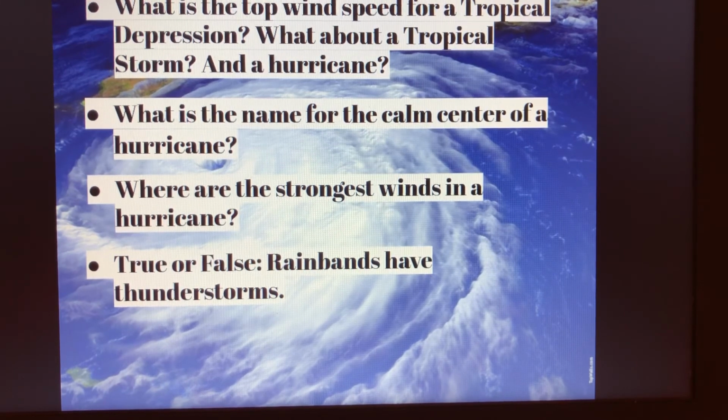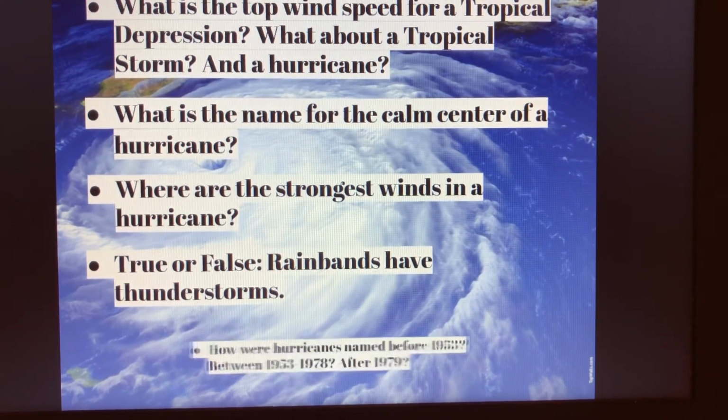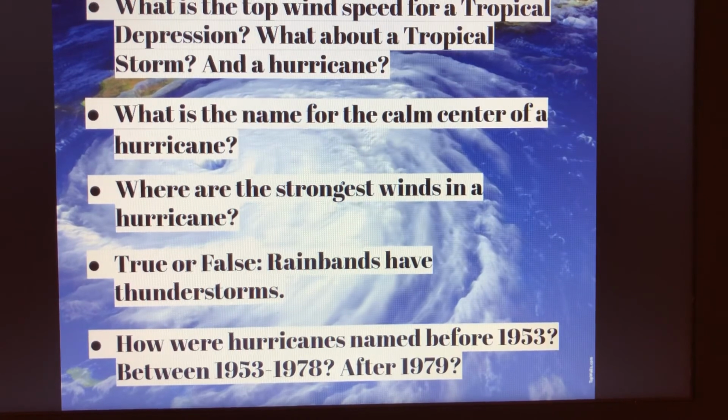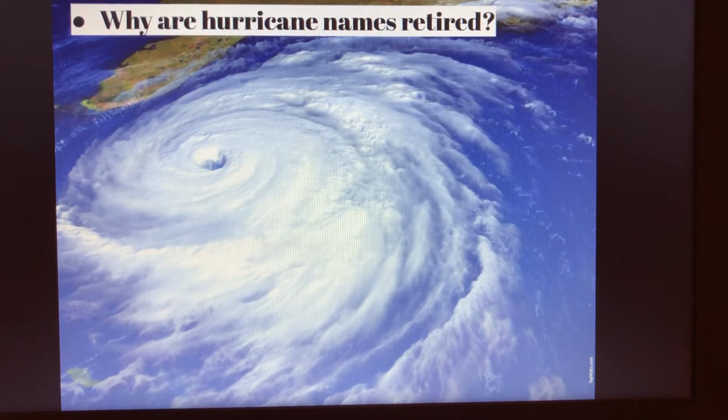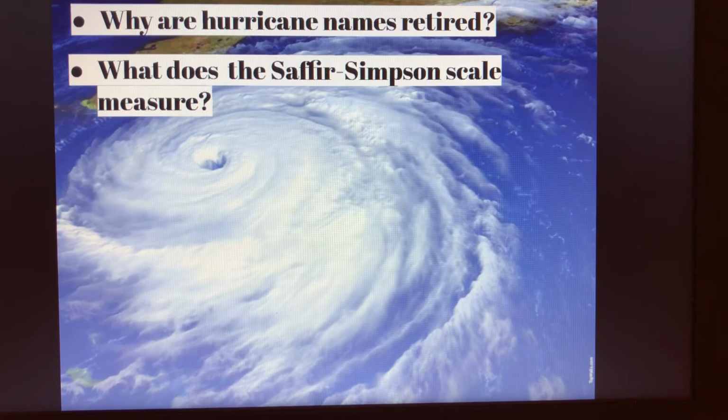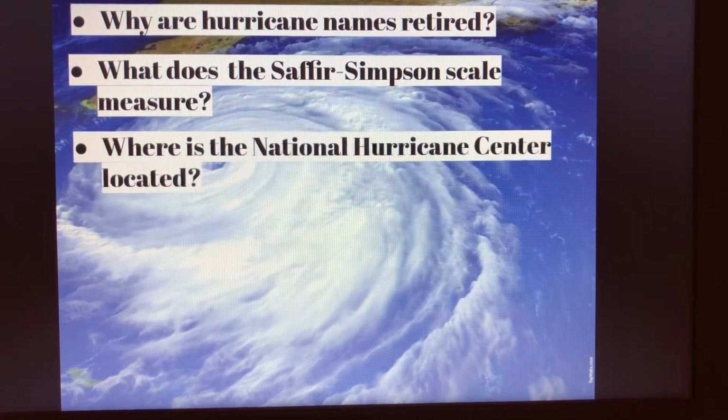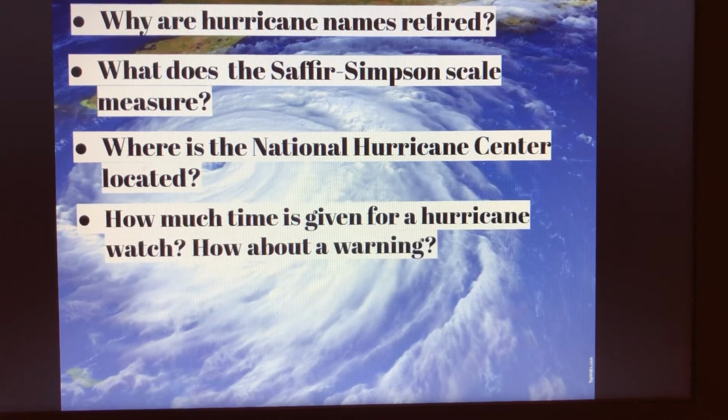True or false, rain bands have thunderstorms. How were hurricanes named before 1953? How were they named between 1953 and 1978? And how were they named after 1979? Why are hurricane names retired? What does the Saffir-Simpson scale measure? Where's the National Hurricane Center located? How much time is given for a hurricane watch? And how about a warning?